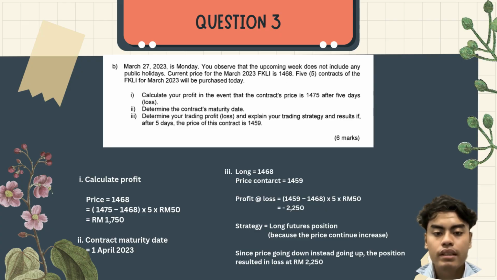For part 2, the contract maturity date is after 5 days, since 27 March is Monday and there are no public holidays. The date will be 1 April 2023. For question 3, if the price decreases to 1,459 points, the trader will face a loss because the trader bought at 1,468 but the price went down. This gives negative 2,250, meaning the trader suffers a loss of 1,250.